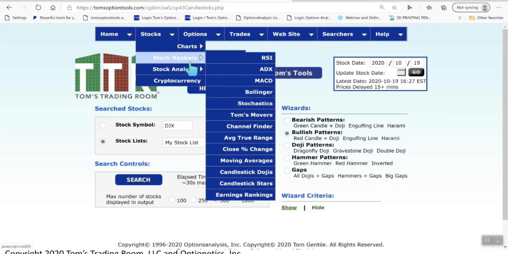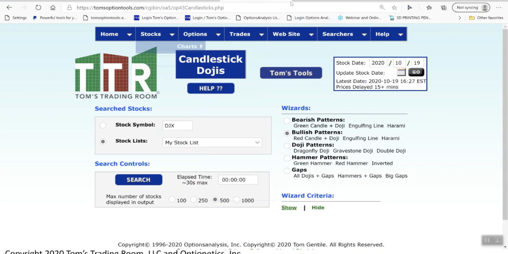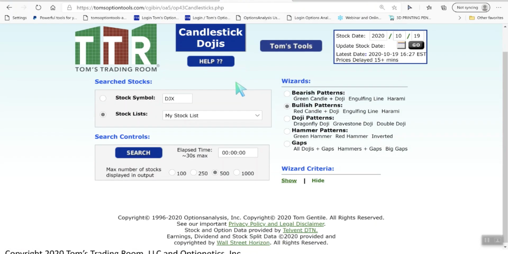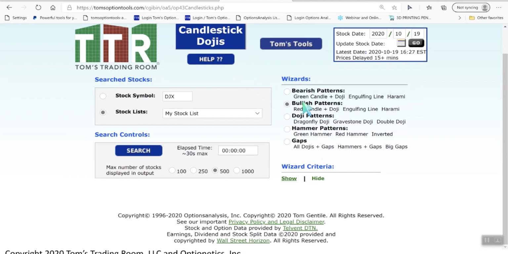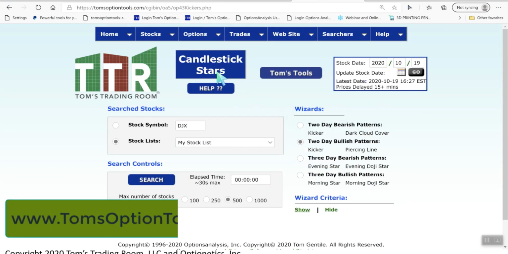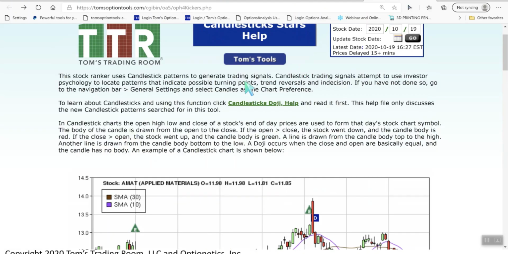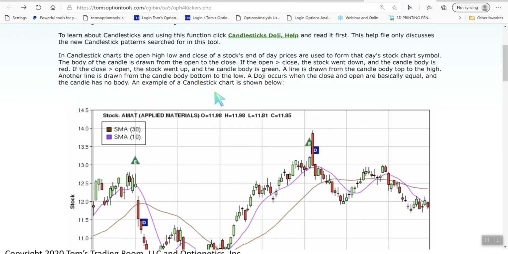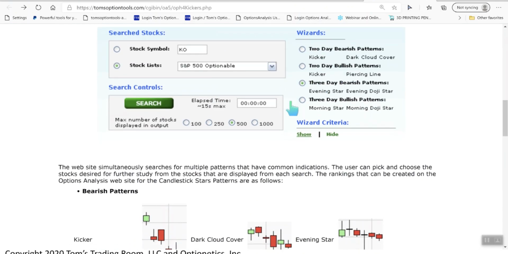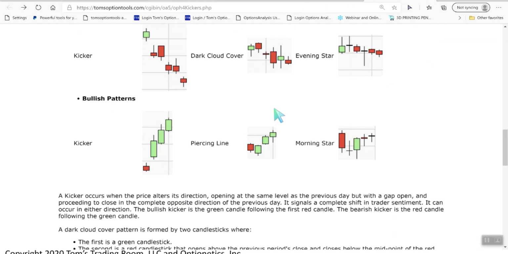All right, so you can go into our tools, and if you go up to stock, you go to stock rankers, and you go down to candlestick dojis or candlestick stars. You're going to open up the candlestick dojis page, and you'll see the different wizards and searches and scans that it's doing the lookout for. Here's the different patterns that we're looking for. And on the Japanese Candlestick stars, here's the wizards or the scans that we're looking for, and the 2 and 3 day patterns that we have coded into the tools to find. And then on each, you have a help file. You click on the help file, and you can read up on these candlestick dojis and stars and the different patterns that we're looking for and what they signify.